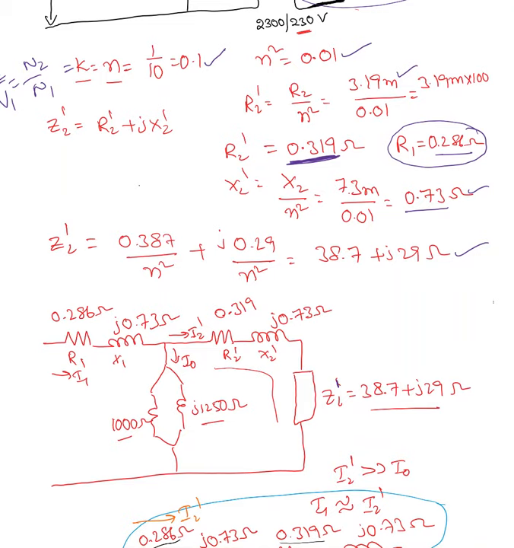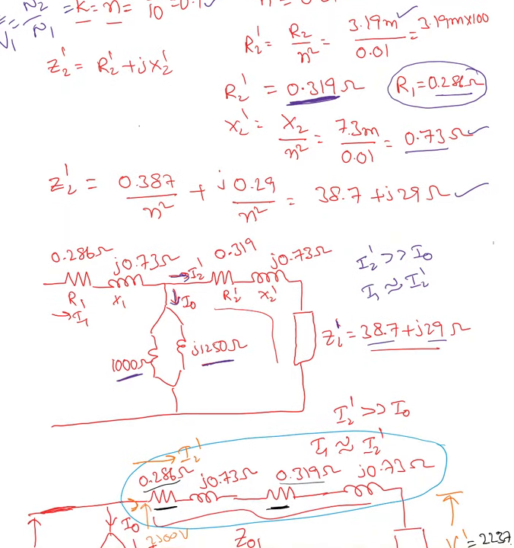So here this I2 prime and I naught. Look at this number 1000 and j 1250, but these numbers are 38, 29, 0.319, 0.73. So if you look at here, I2 prime is very large compared to the I0 because of the impedance. Okay, here you have 1000 ohms, here you have only 40 ohms. So I2 prime is more. So I can say this I1 is approximately equal to I2 prime.